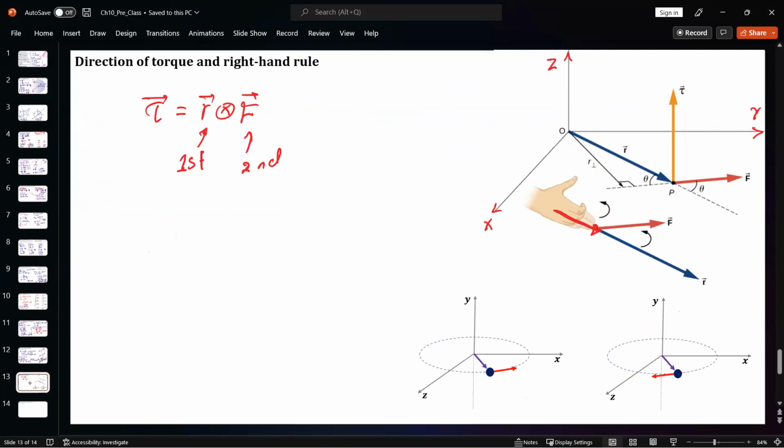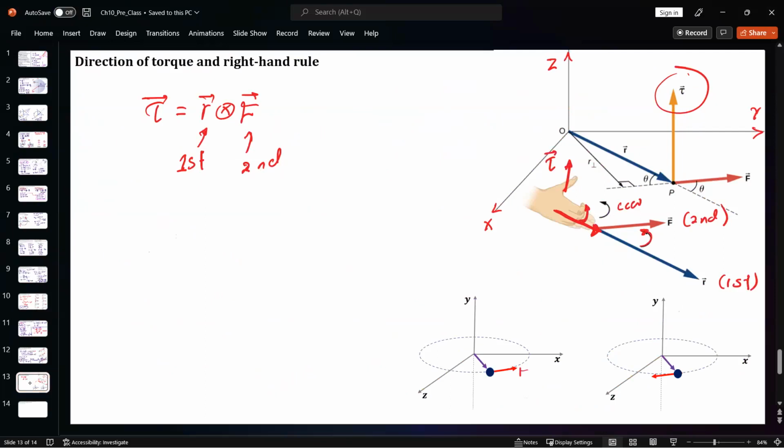Take your right hand, put all four fingers toward the first vector. Then you curve all four fingers towards the second vector, right? Bending towards the second vector. Then you take a look at the direction of your thumb. That direction tells you the direction of the torque, because it is actually R cross F, okay? Torque goes in the upward direction if your curvature is a counterclockwise rotation. On the other hand, if you reverse it, then the torque direction will actually reverse, right?